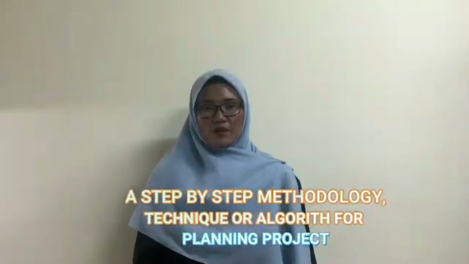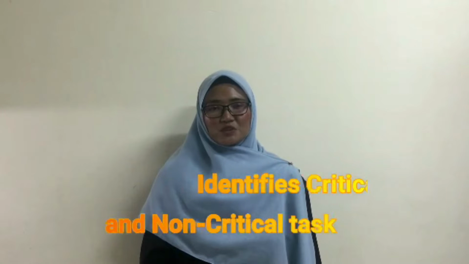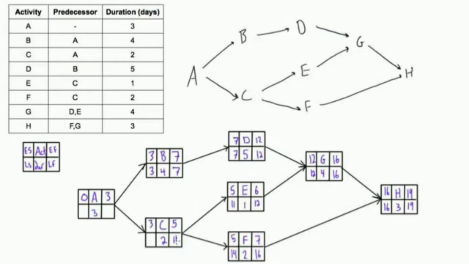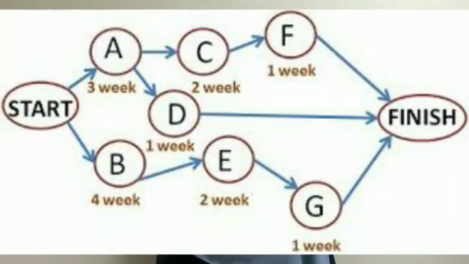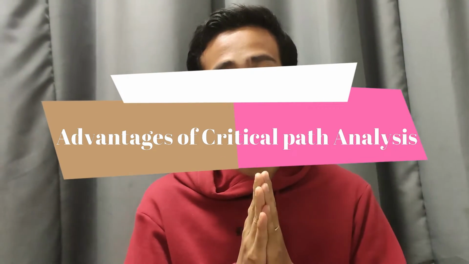The critical path method is a step-by-step methodology, technique, or algorithm for planning projects with numerous activities that involve complex, interdependent interactions. The critical path method is an important tool for project management because it identifies critical and non-critical tasks to prevent conflicts and bottlenecks. And lastly, the critical path method is often applied to the analysis of a project network logic diagram to produce maximum efficiency.